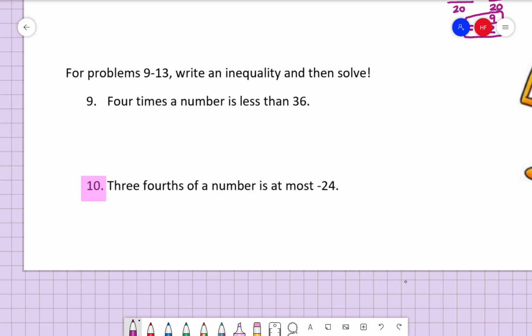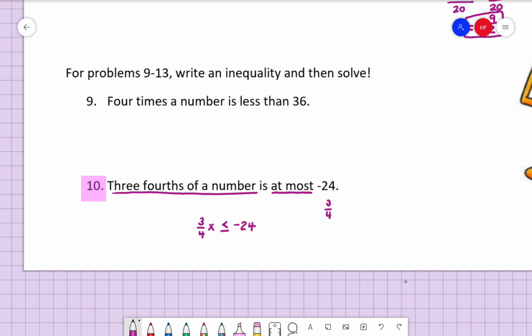So on 9 through 13, we have to write the inequality and then solve it. So on number 10, 3/4 of a number is at most negative 24. At most means I cannot go over this number. So 3/4 of a number will not go over, but can be negative 24. So that's my written inequality, and then I need to solve it.